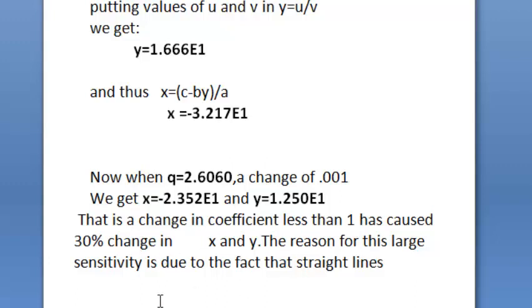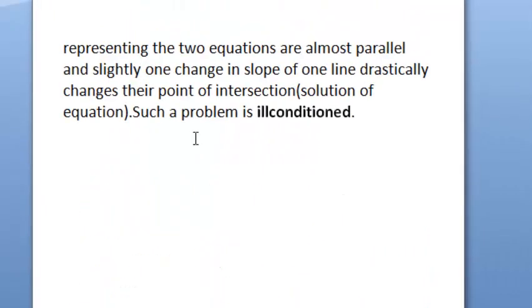The reason for this large sensitivity is due to the fact that the straight lines representing the two equations, which are ax plus by is equal to c and px plus qy is equal to r, are almost parallel, and a slight change in the slope of the equations will lead to a change in the point of intersection, which is the solution of the equations. Such a problem is known as ill-conditioned.